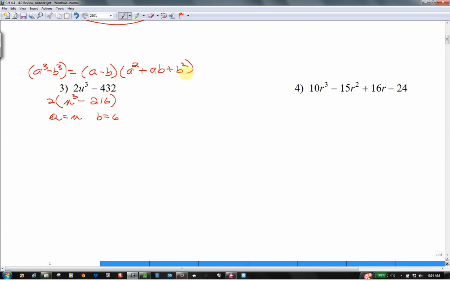So let's go ahead and plug the numbers in. The 2 is still out there, so I need to leave that in the expression. Then I would have a minus b, that's u minus 6, then a squared would be u squared, plus ab would be 6u, plus 6 squared, that's b squared, is 36.